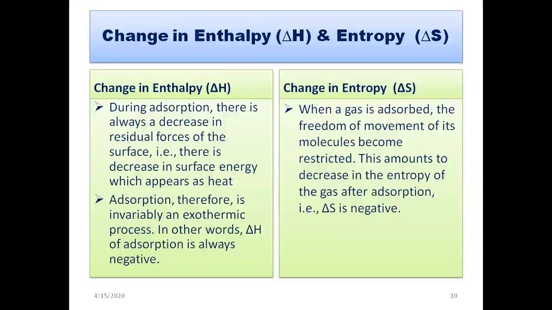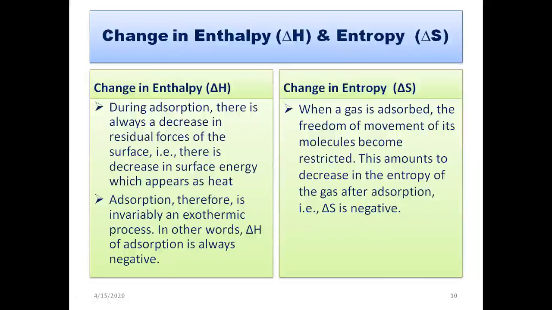So the gas molecules, if they are trapped on the surface, what will happen? They reduce their randomness. Their movement is restricted. Therefore, obviously, the entropy of the gas has been reduced. Therefore, during adsorption, the entropy decreases. Enthalpy decreases as well as entropy decreases.